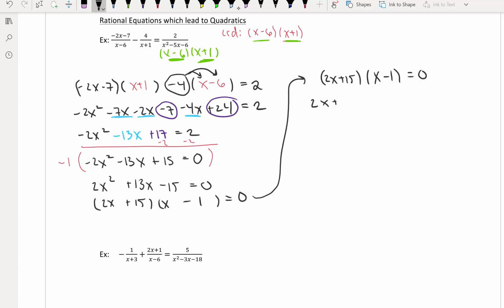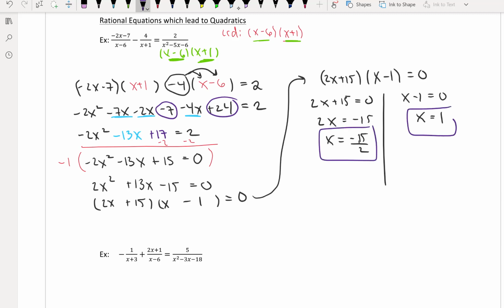So 2x plus 15 is equal to 0. So 2x is equal to a negative 15. So x is equal to a negative 15 halves. For my other possible solution, x minus 1 is equal to 0. So x is equal to a positive 1. And when you plug these both back into the original equation, they both work out. So I have x is equal to a negative 15 halves, and x is equal to a positive 1.